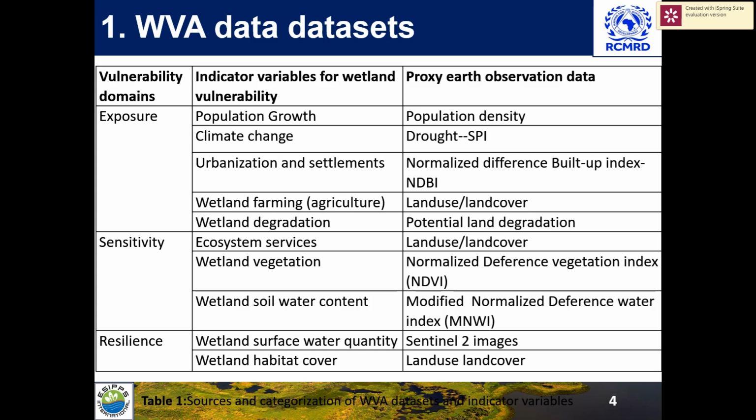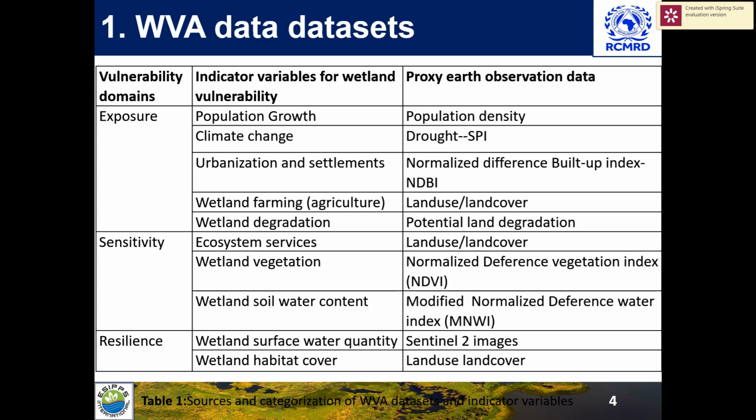Now, the proxy Earth observation datasets for these indicator variables are also laid out in column number 3, where population growth has population density as the proxy data. Climate change has the drought index generated from the standard precipitation index. Urbanization and settlement was generated from the normalized built-up index. Wetland farming was generated from land use, land cover data. And then wetland degradation was generated from potential land degradation.